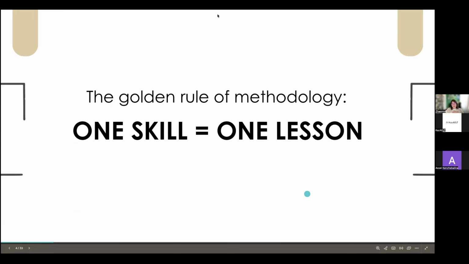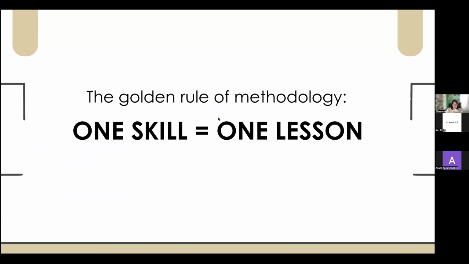Now, moving on. There is a golden rule in methodology, okay? It's called one skill, one lesson. It doesn't matter what you teach, you have to take time for completely one lesson, and you need to only work on this one skill. No other skill, no other things should be included in there. It's just one skill, one lesson, okay?